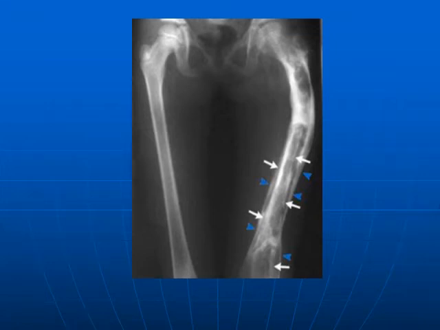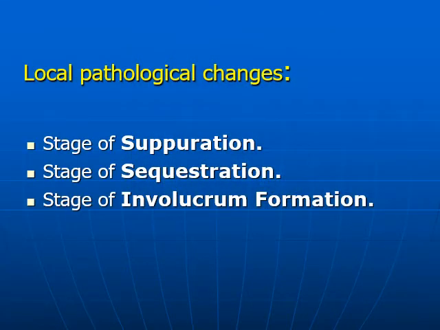If you can see this X-ray, this is what you call bone inside the bone. The inside here is the bone inside the bone. Here is the sequestrum, and the outer side is the involucrum. Again, the inside is the sequestrum, outside is involucrum. So now the local pathological stages. We have stages of suppuration, sequestration, and involucrum formation.